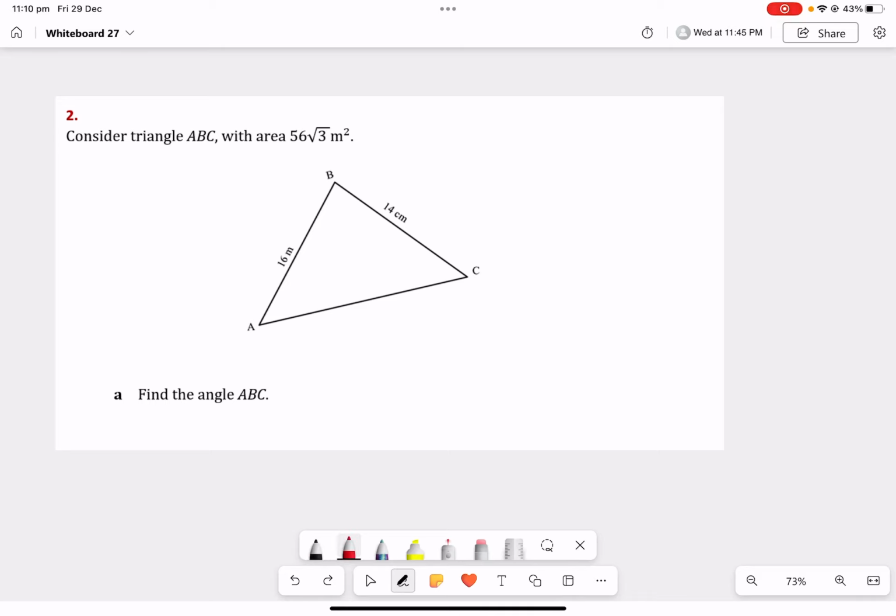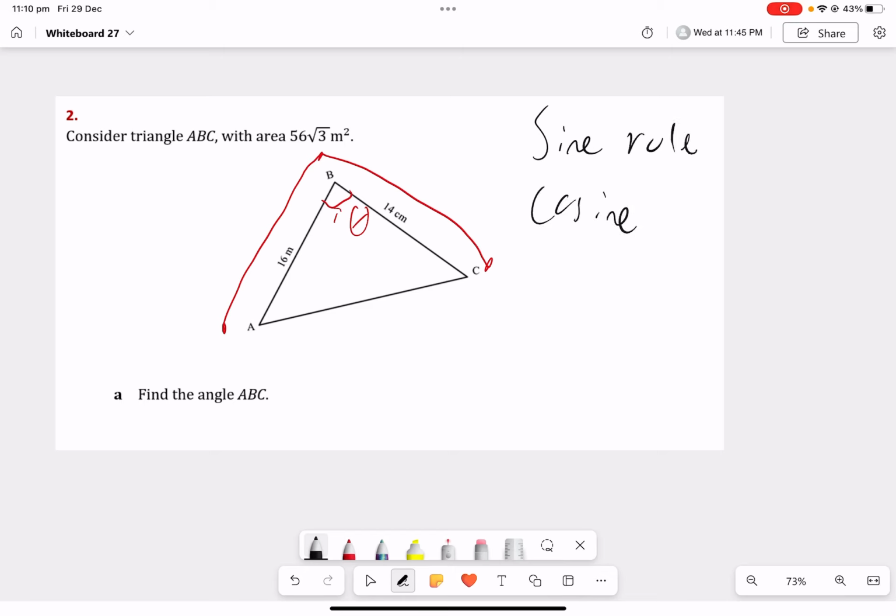Now what is that angle? That angle is from A to B to C, which means it's this angle right here. So this one, we'll call this one theta. Now we've got to think about our non-trigonometrical equations. We have sine rule, cosine rule, and area of a triangle.